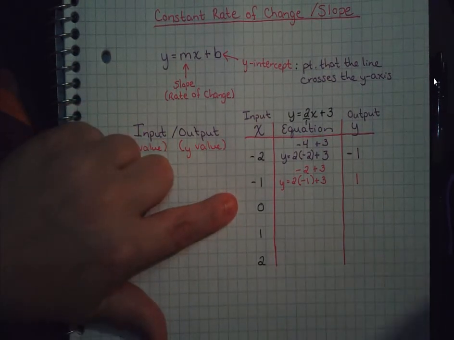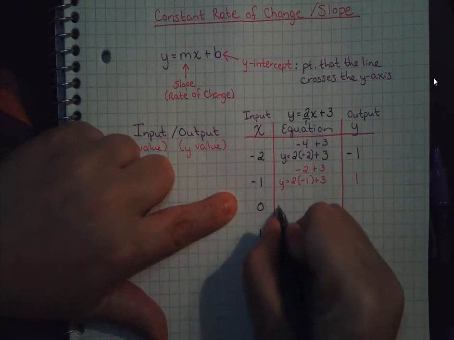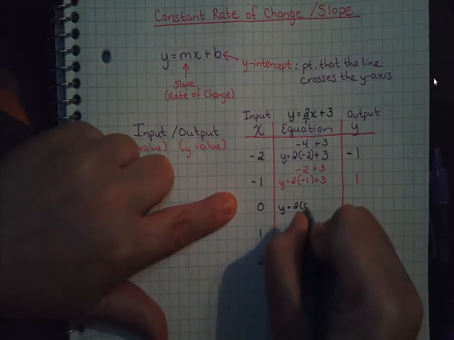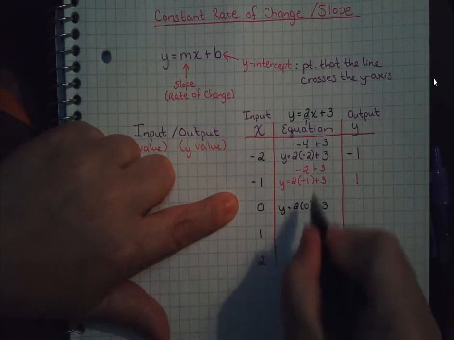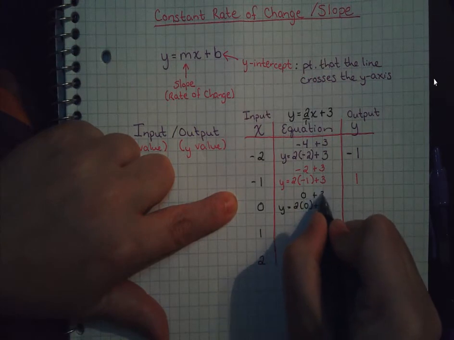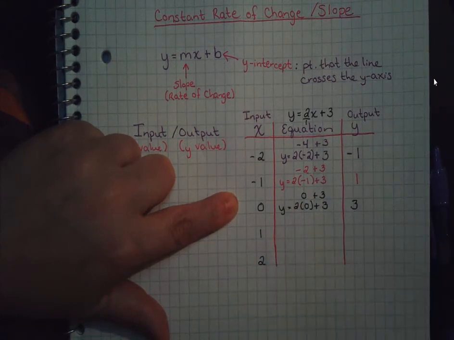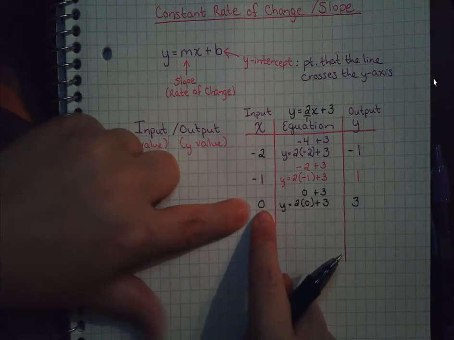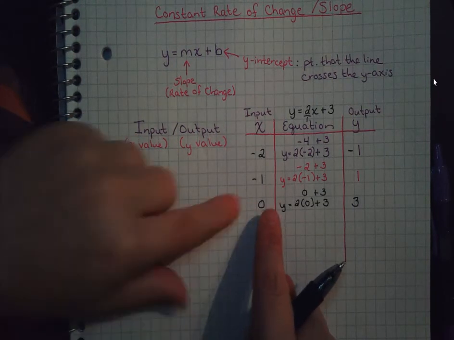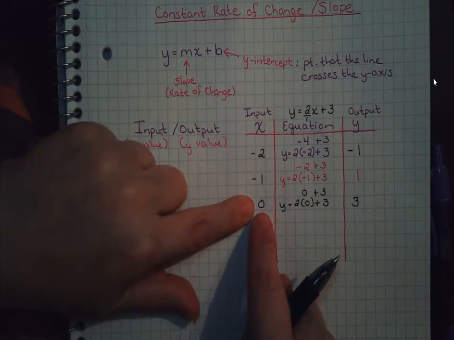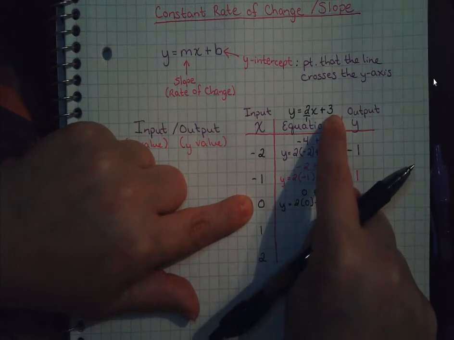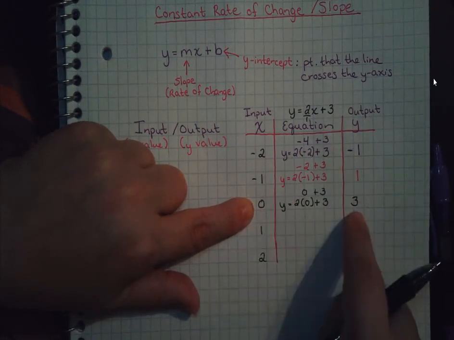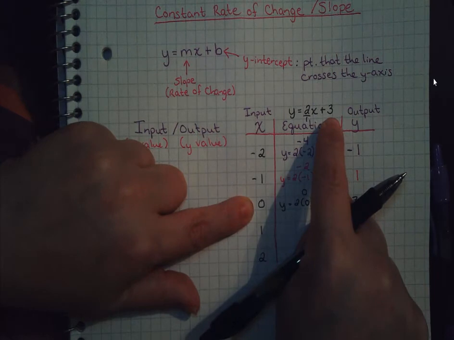Now let's look at 0. So y equals 2 times 0 plus 3. Anything times 0 is 0. 0 plus 3 is 3. Now, I always pick 0 because I know this is going to give me my y-intercept. Okay? So, did I technically have to do this? No, my y-intercept is 3. So, if my x is 0, my y is 3. It tells me that right there.